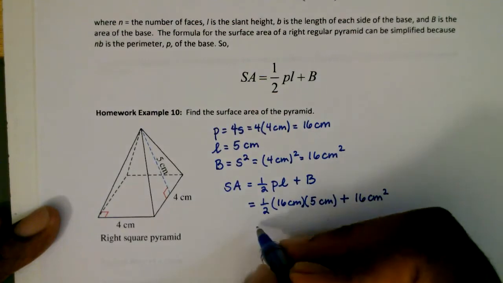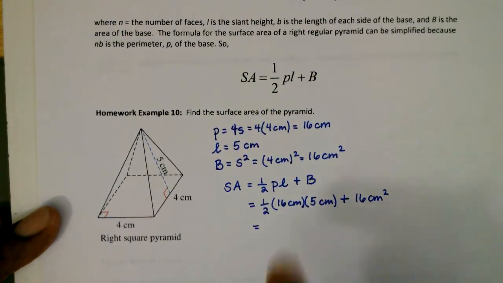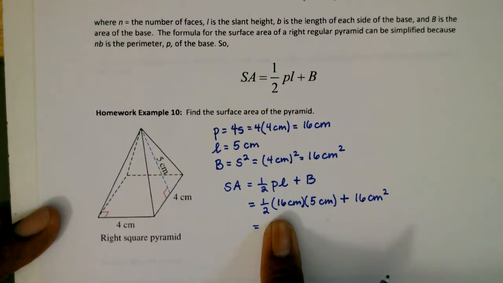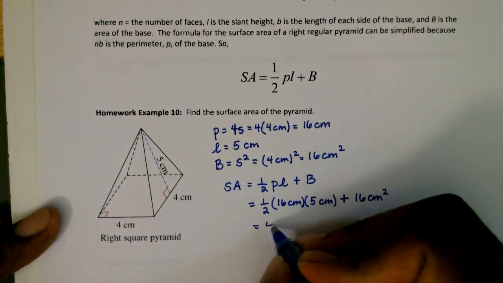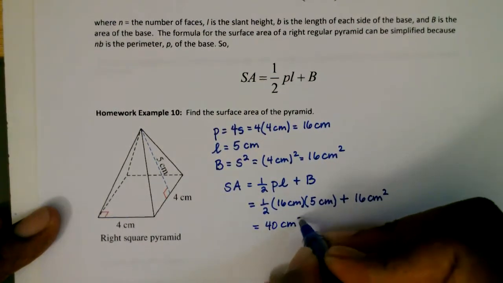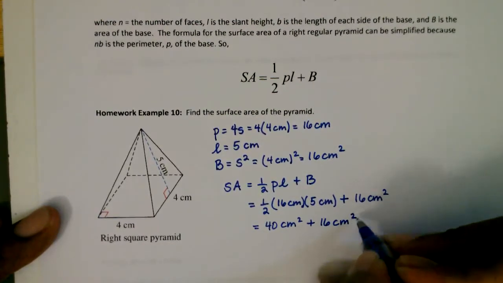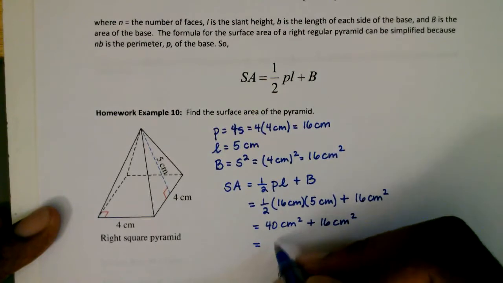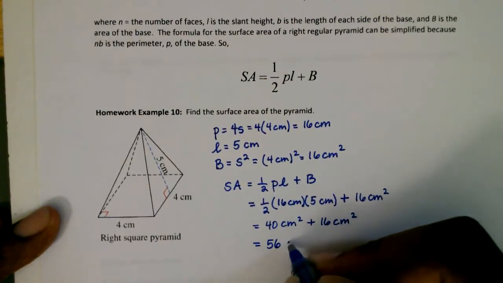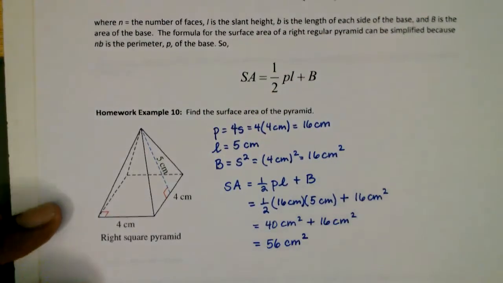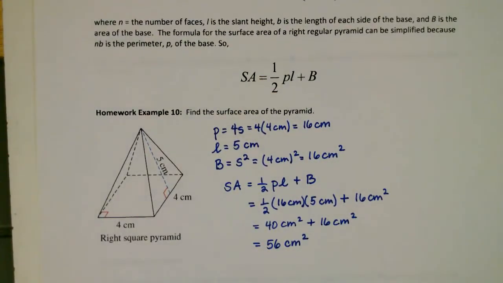16 square centimeters. All right, half of 16 is 8. 8 times 5 will be 40. So this is 40 square centimeters plus 16 square centimeters. That adds up to 56 square centimeters. So in this case, the surface area of that pyramid is 56 square centimeters.